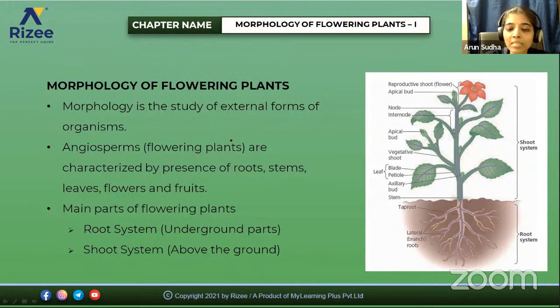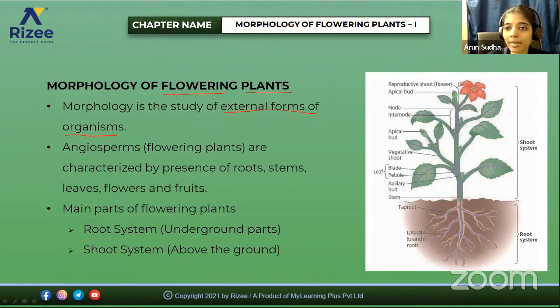So today we'll see in detail about the root. So first, what is morphology? Morphology is nothing but the study of external forms of organisms. So we are going to focus on the morphology of flowering plants. So what is a flowering plant? You're all seeing every day around you so many different types of flowers and different types of fruits. And there are so many types of plants that exist around us.